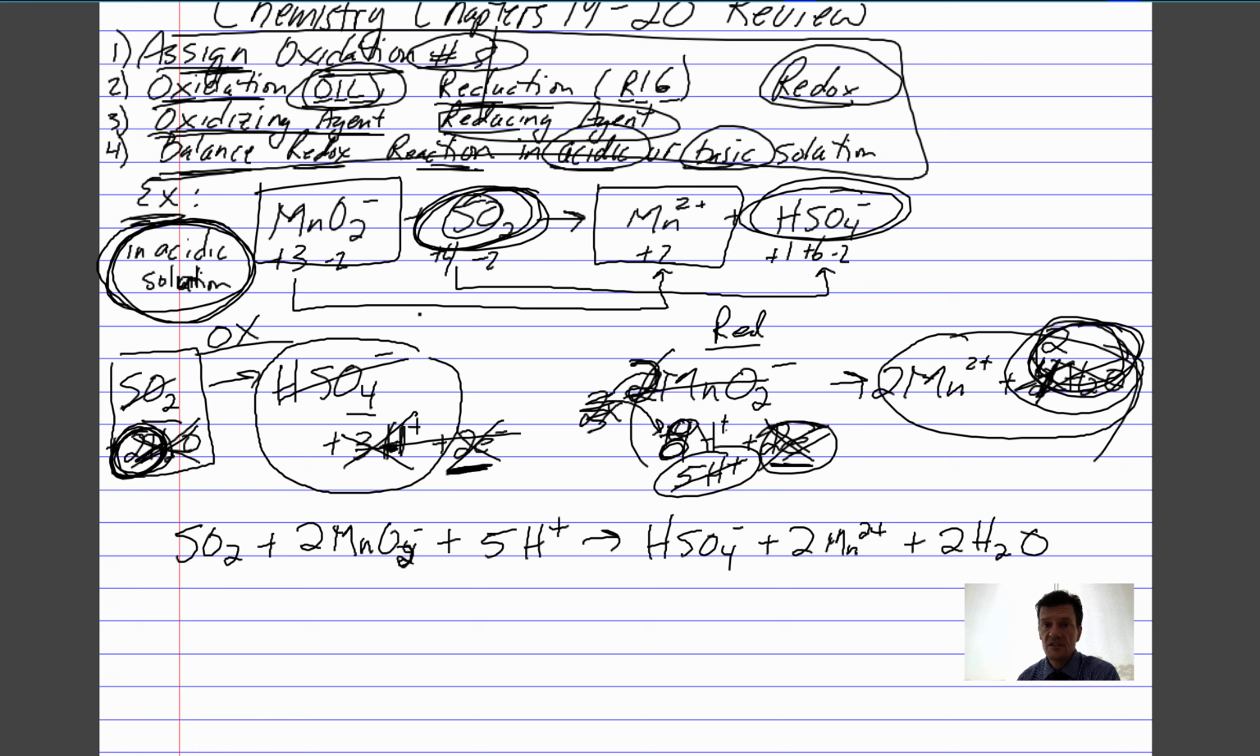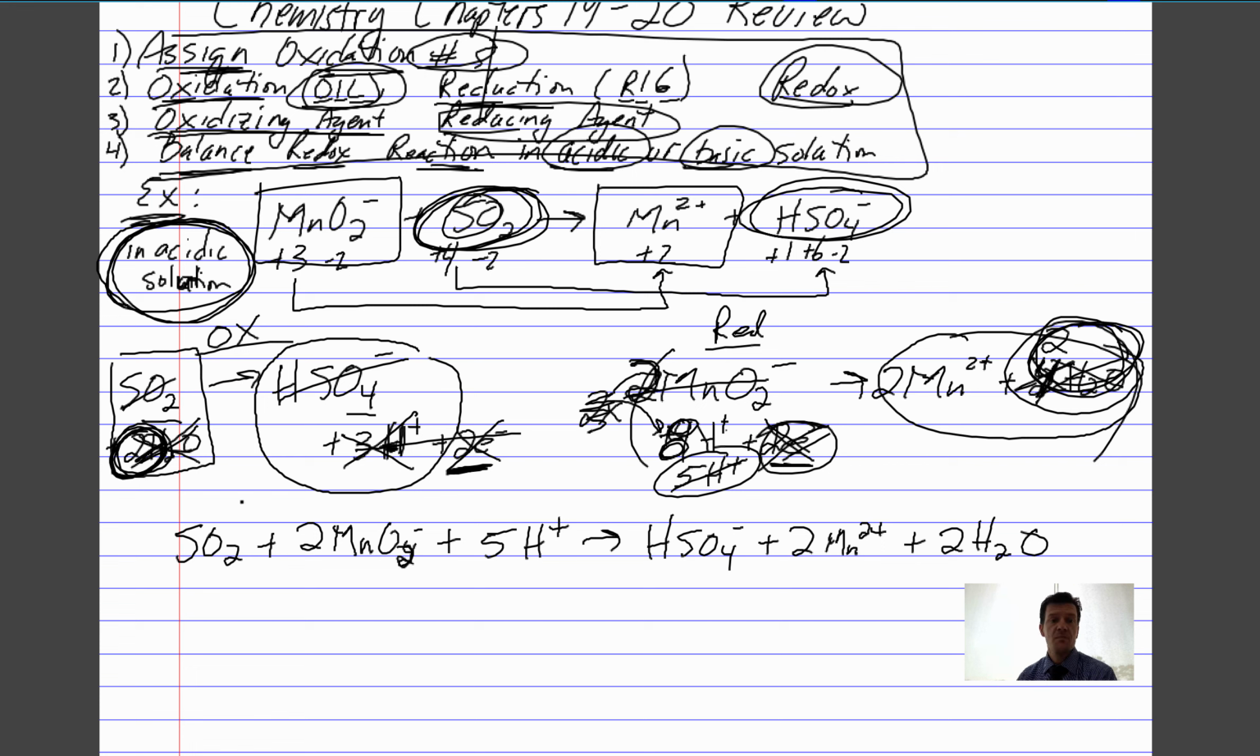And remember, if it's an acidic solution, that's why we were able to add the waters and the H pluses to balance the oxygen and hydrogens. What if it says it's in basic solution? If it says it's in basic solution, you do everything exactly the same. You assume it's in acidic solution, and then you fix it at the end. So all the steps are exactly the same.